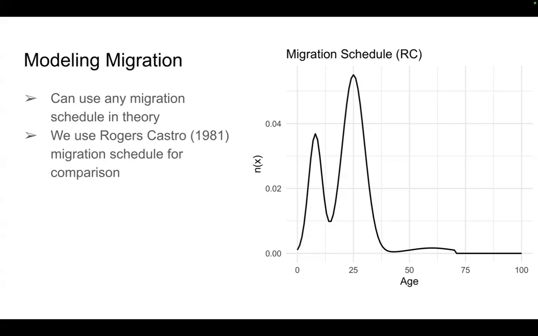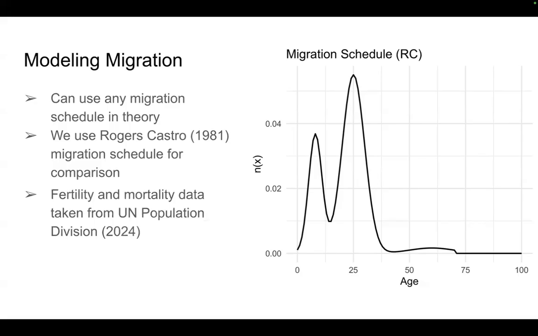And so here we're going to use this migration schedule, and we also think it's sufficiently complicated to be interesting. It's not just some, I don't know, normal distribution or something. You have these two peaks. And so, yeah, that's what we're using here. But again, this is something we can change in the model and something we can talk about later. And then fertility and mortality data are coming from the UN Population Division, and all the fertility and mortality data are just from the year 2023.